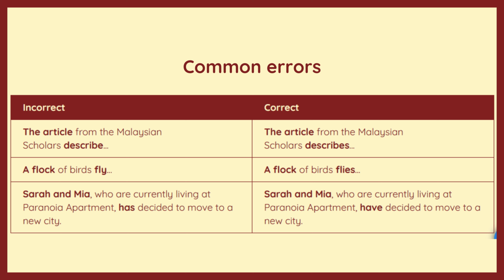The second example is, a flock of birds fly. The error is the verb, where we should add the suffix "ies" to match with the noun. The third example, Sarah and Mia, who are currently living at Paranoia apartment, has decided to move to a new city. Again, in this sentence, the noun is a plural noun. Therefore, the verb "has" must be changed into the plural form "have."